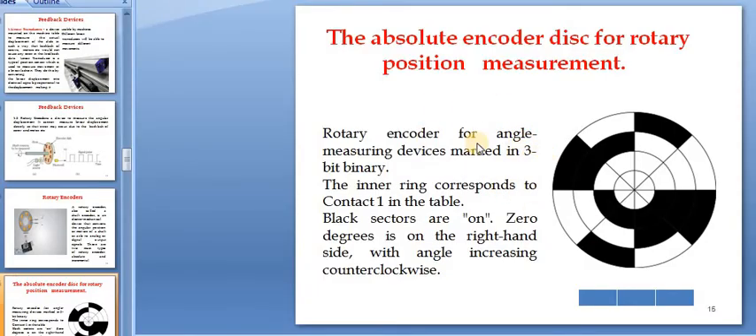In the video you can see the rotary encoder for the angle measuring device, marked as 3 binary bits. The inner ring corresponds to contact 1 in the table. This is the inner ring. The black sectors are at 0 degrees on the right hand side, with the angle increasing in the clockwise direction for this particular rotary encoder.